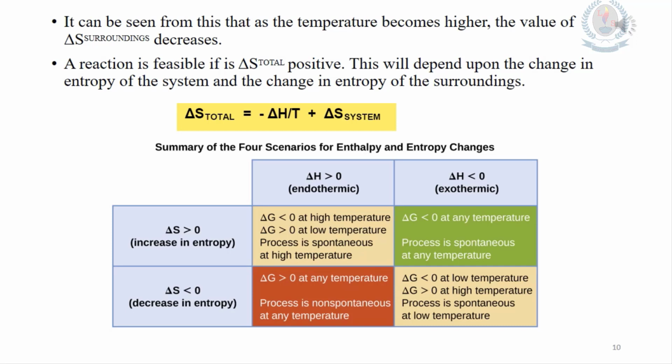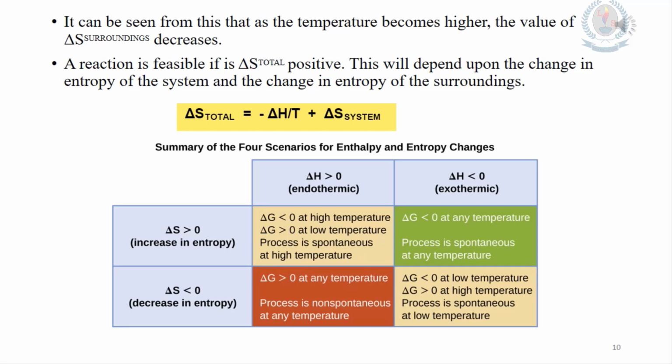Third scenario. Delta H more than 0. It means it is an endothermic reaction. Delta S lower than 0. It means entropy is decreasing. The process is non-spontaneous at any temperature. Maybe higher or maybe lower temperature, the process is non-spontaneous. It is not feasible.